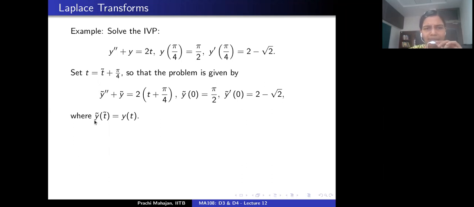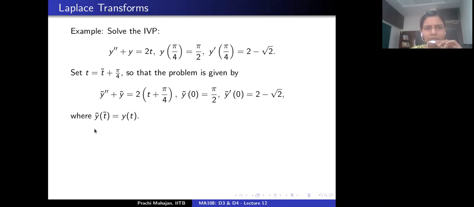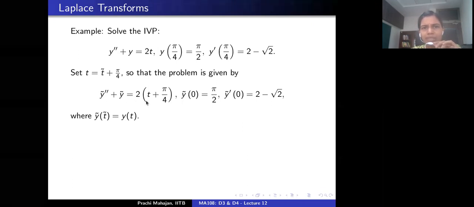I'm going to write y tilde of t tilde as y of t. So y is the solution of the given initial value problem, and y tilde of t tilde is the same as y of t. In the new coordinates, the problem will look like the following. I have the second derivative of y tilde with respect to t tilde, so this is d square y tilde by d t tilde square, plus y tilde, plus 2 times t.